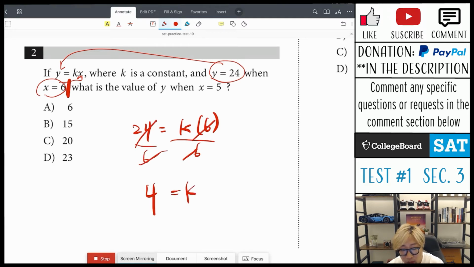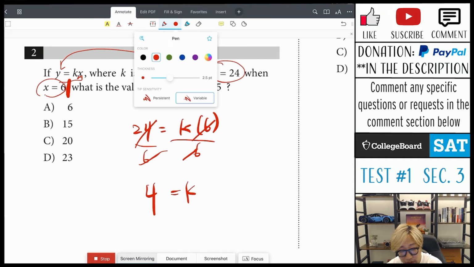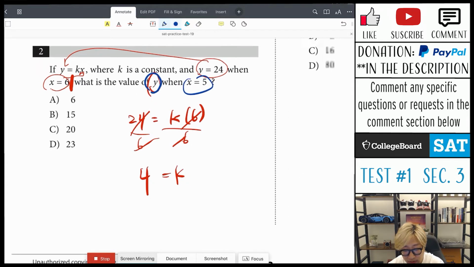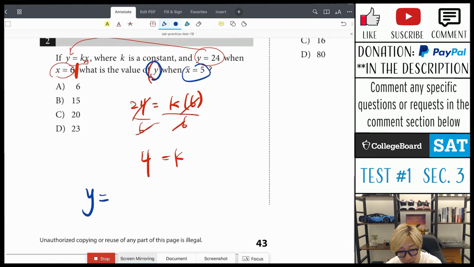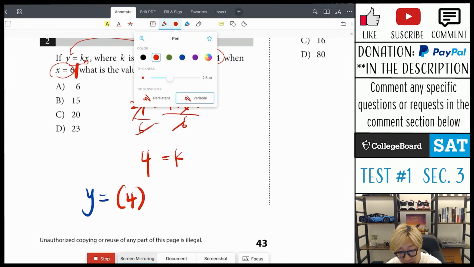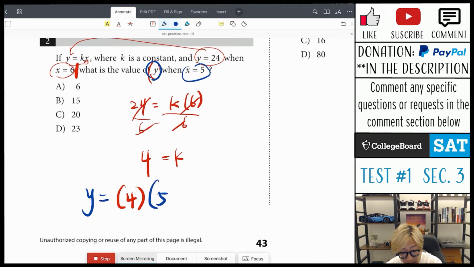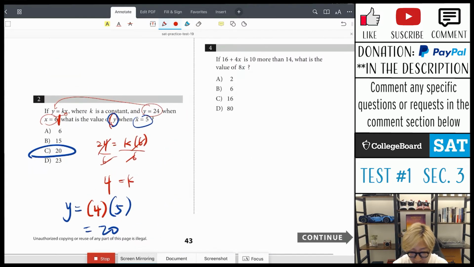So what do I do? What is the value of y when x is 5? So do another round. So y, I don't know. But k, I already know because I solved it from the previous problem. And then my new x is 5. So y is just 20. Easy. Moving on.